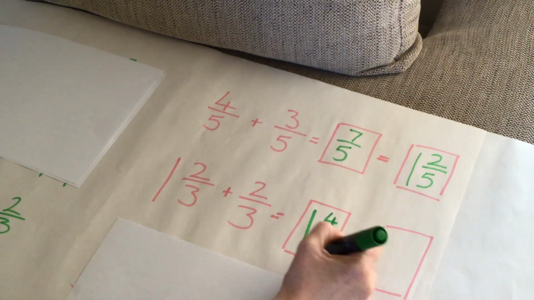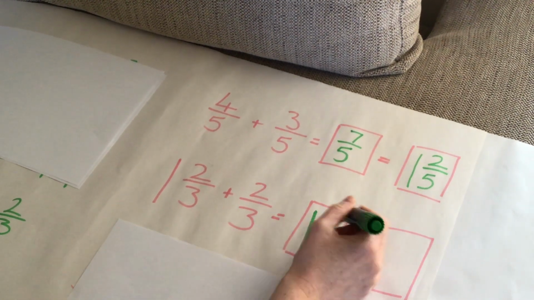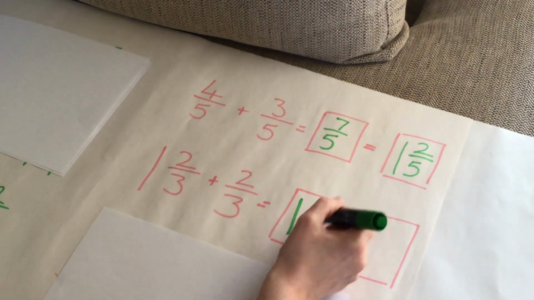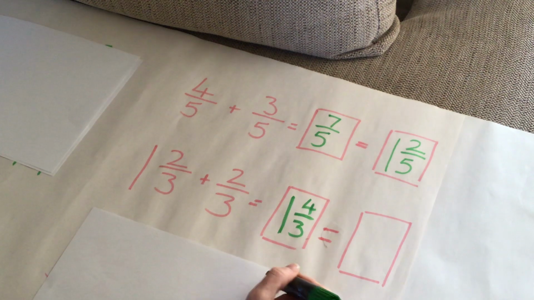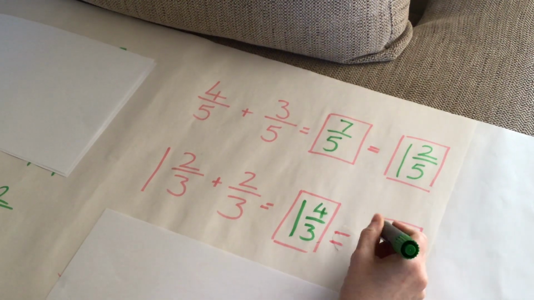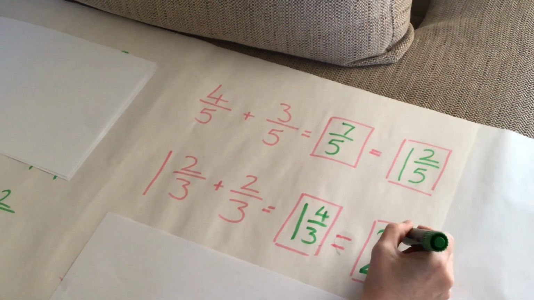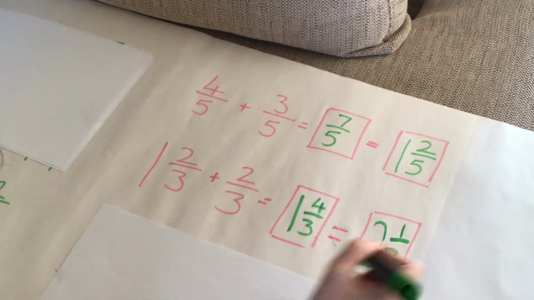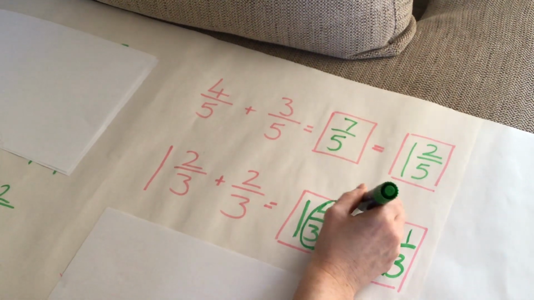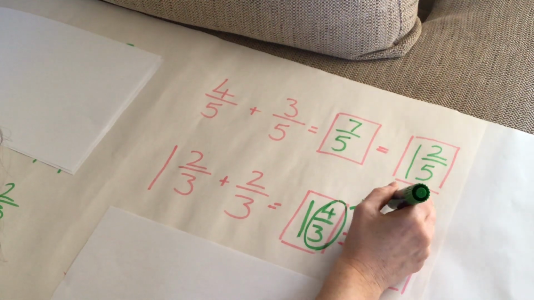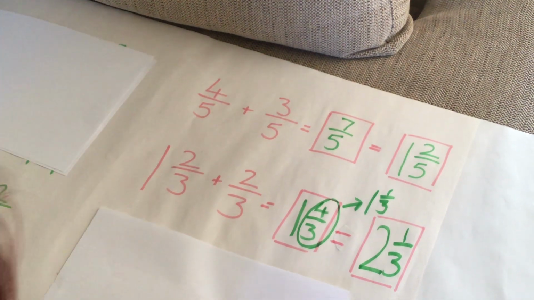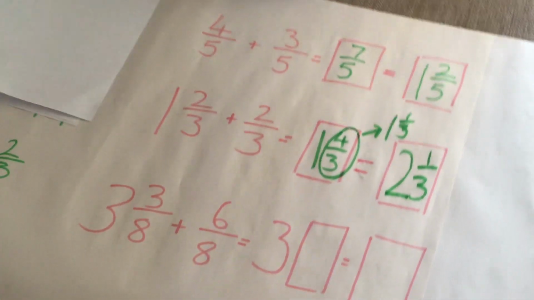Look at this. This is improper. Can I make my 4/3 into another whole number? Well, I can. I know that 4/3 is 1 and 1/3, but I've also got this one whole here. So in total, that would give me 2 wholes and 1/3. Because this 4/3 here is 1 and 1/3. And then my other whole number is there. Tricky, but doable. Very challenging one just at the end.